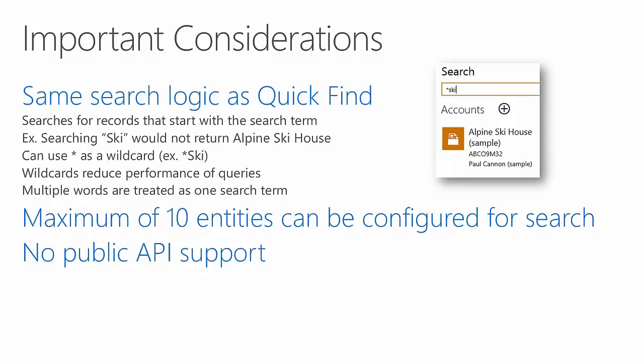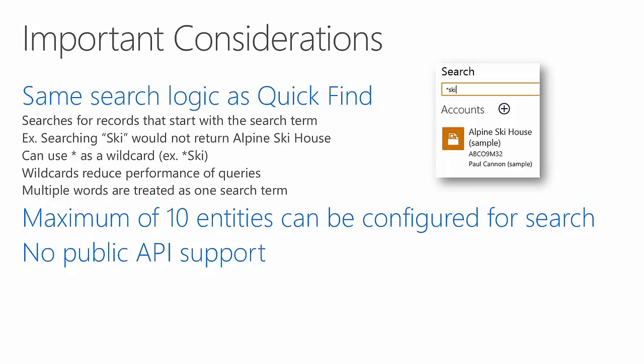So you can think of this like a phone book. If you looked at the phone book and the phone book was showing you a list of all the different companies and that was organized by name, that's kind of like an index on the name column for the account entity. If you're searching for the word Alpine, you can look at the phone book and quickly find all the companies that start with the word Alpine.